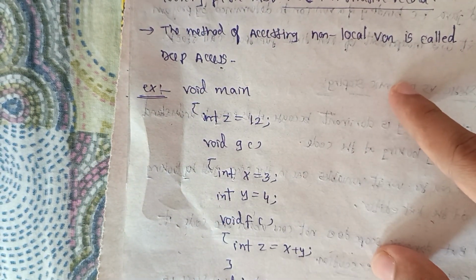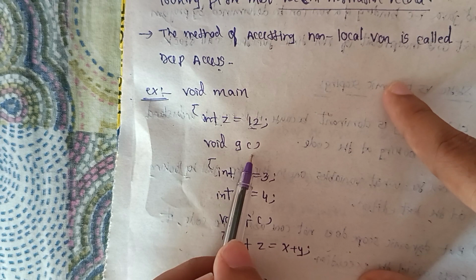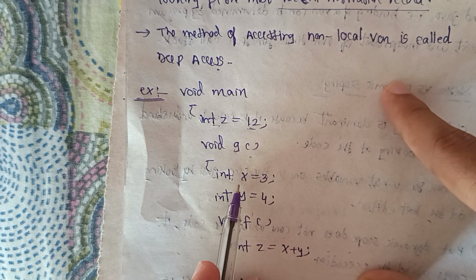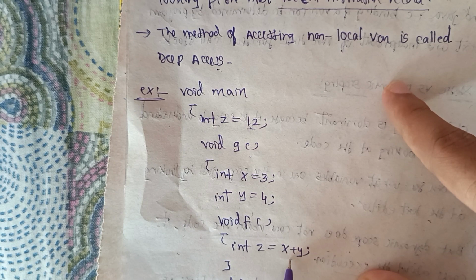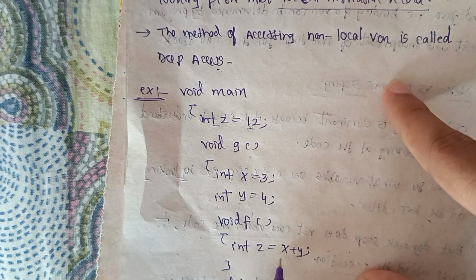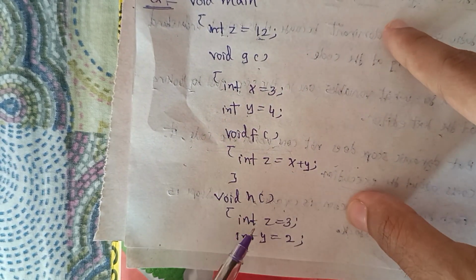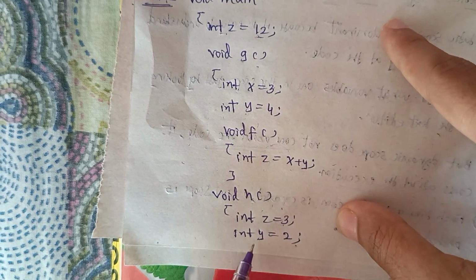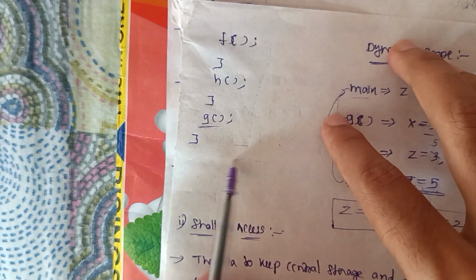Void main, and the value 12 is stored in the variable z. Function g contains two variables x and y, and the value 3 is stored in x, and the value 4 is stored in y. And the function f undergoes an addition between x and y, and the value of this addition shall be stored in z. And the function h contains two variables z and y. Value 3 is stored in z, and the value 2 shall be stored in y.